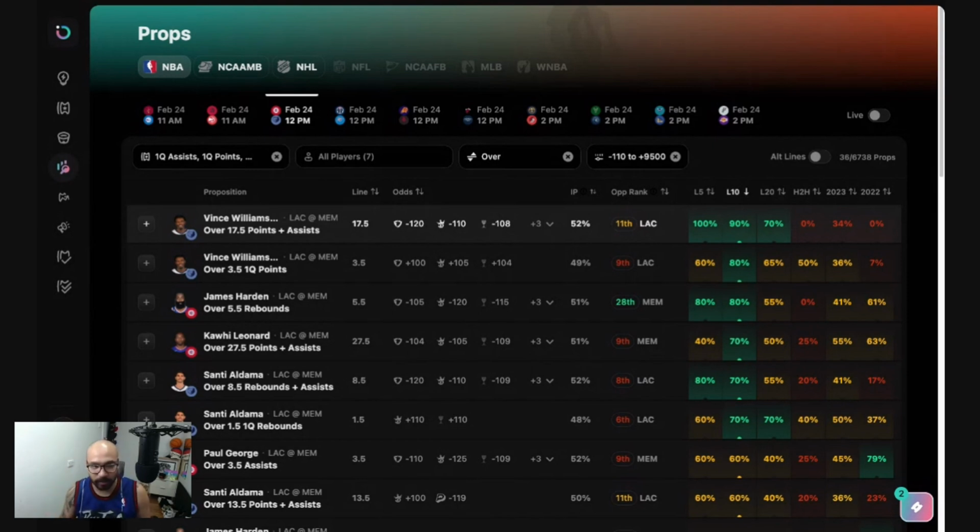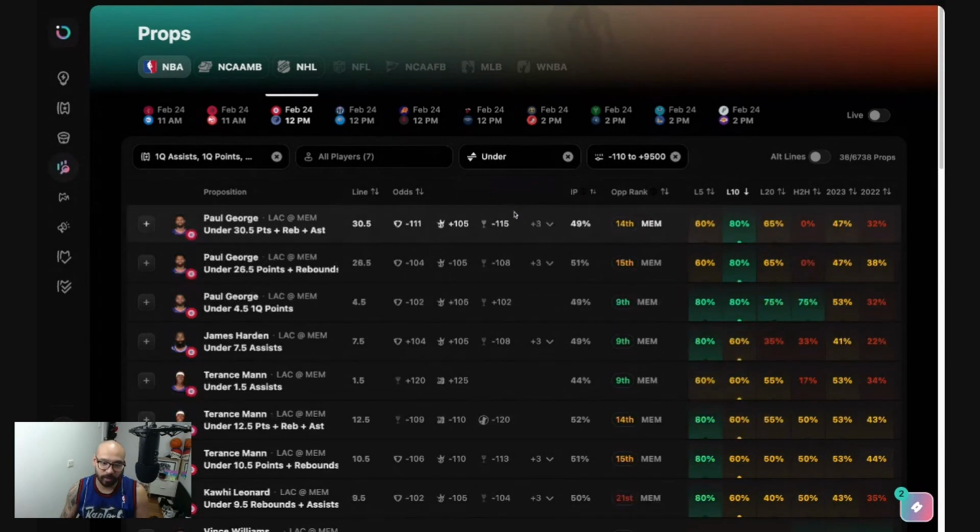With certain players, role players especially, like Vince Williams, their lines don't move. They're not as sharp as someone like James Harden's are. So that's definitely one thing you want to look for. Throughout the rest of these games, hopefully we can find a good example of that. So let's jump into the next one. Well, actually, let me check the under real quick.